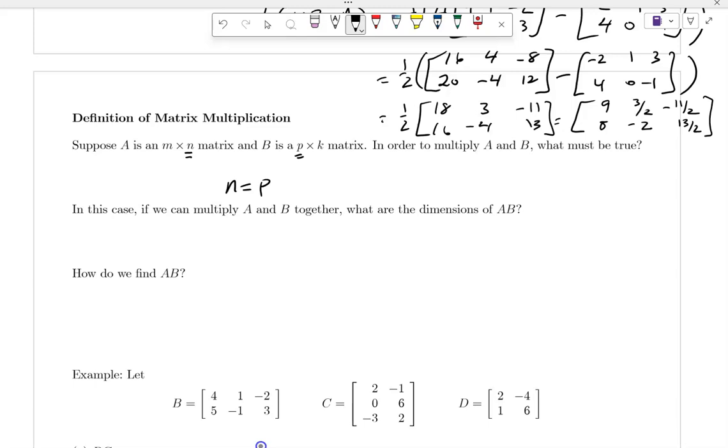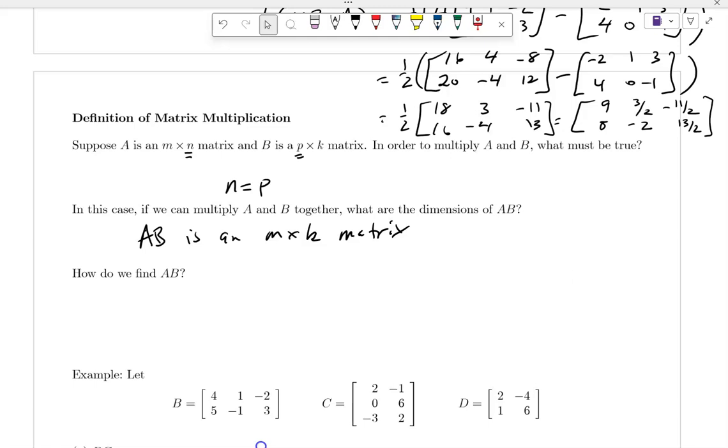All right? So what do we end up with when we do these dimensions? We're going to talk about how we do this in a second. What do we end up with when we're done? We end up with an m by k. We end up with the same number of rows as the first matrix and the same number of columns as the second matrix.